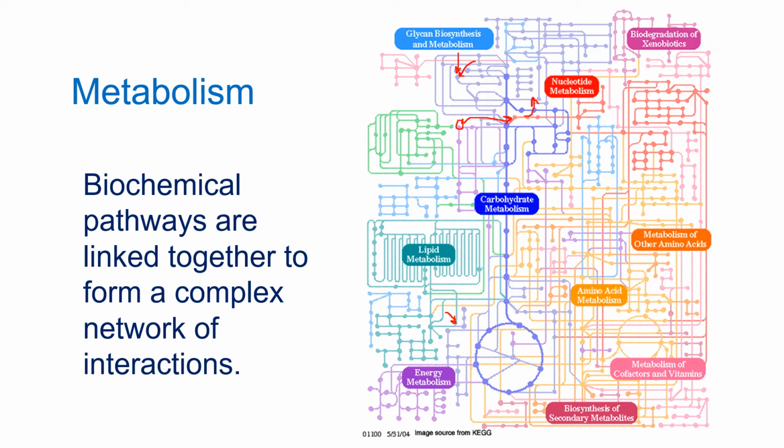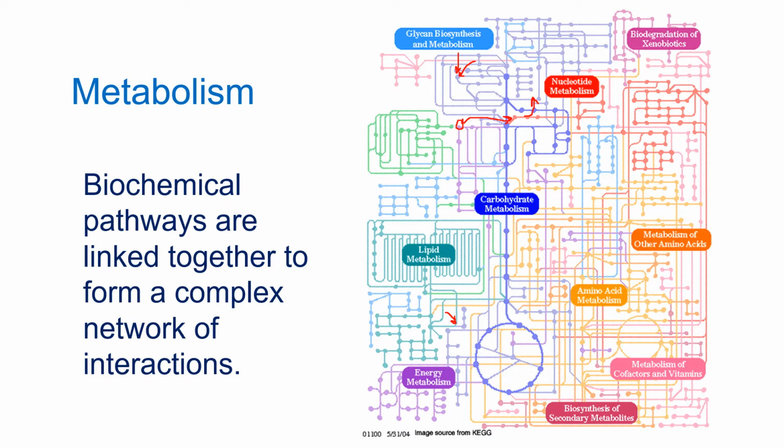So again, my point here is that all of these pathways are connected, and what determines what pathway is going to proceed is the needs of the cell. If the cell needs lipids and it doesn't need ATP all that badly, it'll pull things out of the carbohydrate metabolic pathway and build lipids.